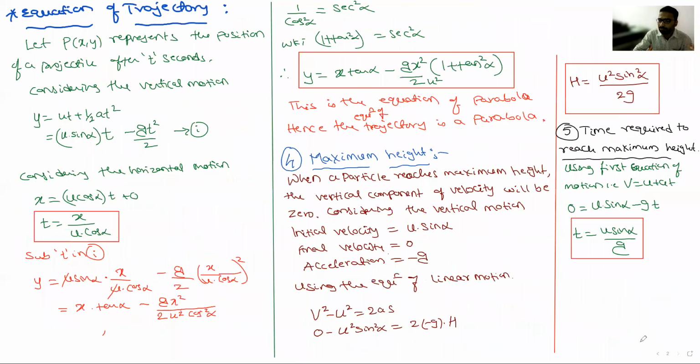Now can you tell me the total time taken by the body or particle to complete the entire flight journey? Capital T is equal to 2 times t. So your answer will be equal to 2 times your initial. So total time of flight T is equal to 2 times u sine alpha divided by g. Is it correct, all of you?